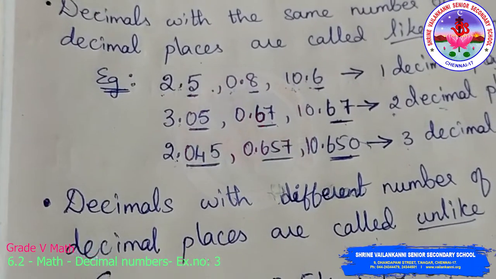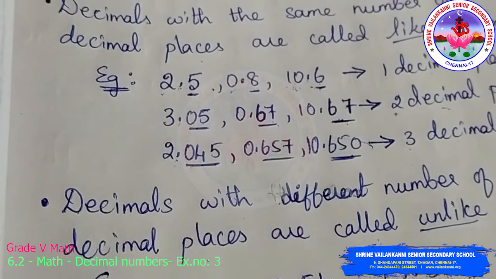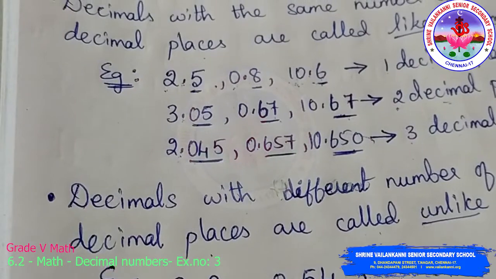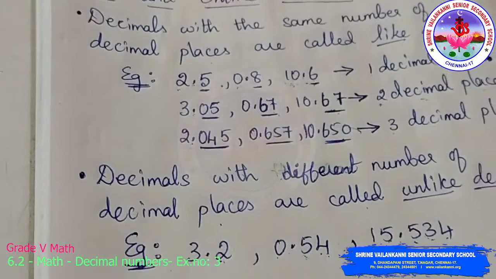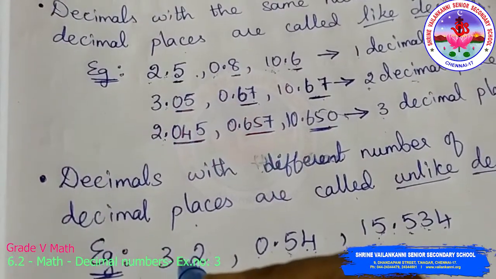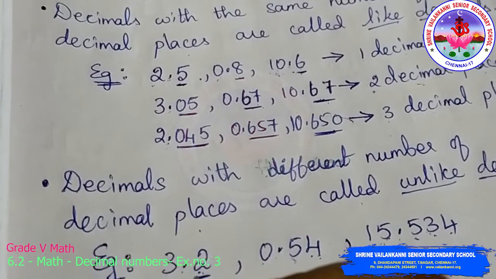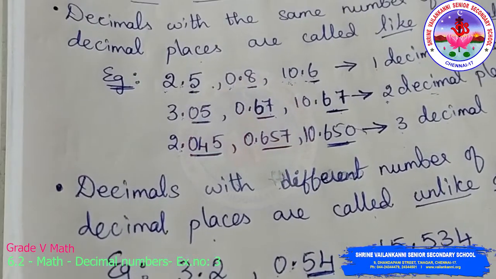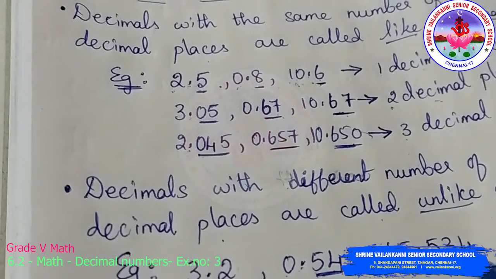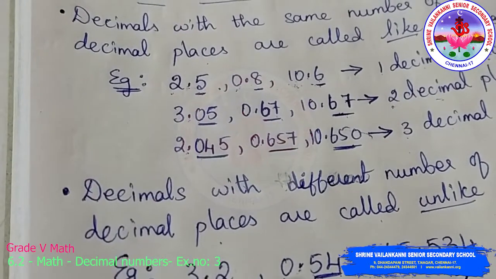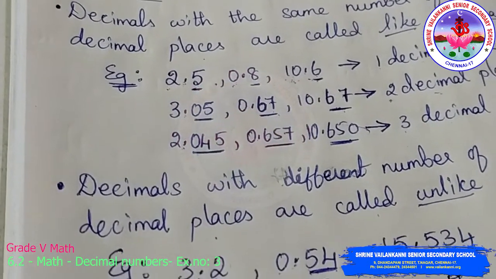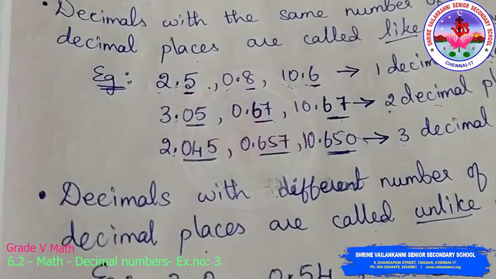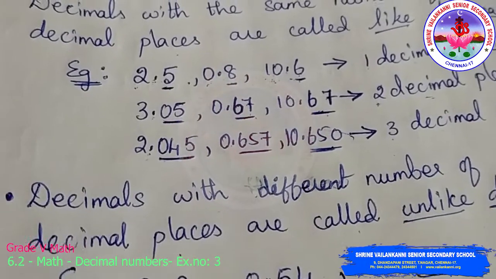Okay. So if you see, compare all the three numbers. Don't compare the whole numbers. To find out whether it is a like decimal number or unlike decimal number, you are supposed to compare only after the decimal. So this number has 1 place after decimal, this has 2, this has 3 places. So all the three numbers have different decimal places. When you have this kind of set of numbers, it is called unlike decimal numbers.